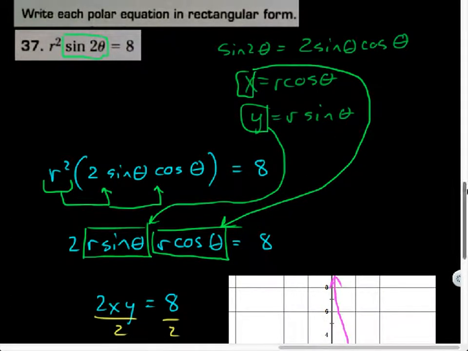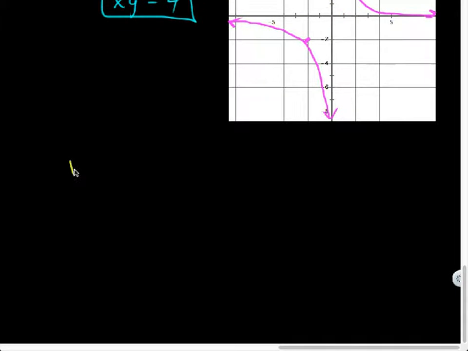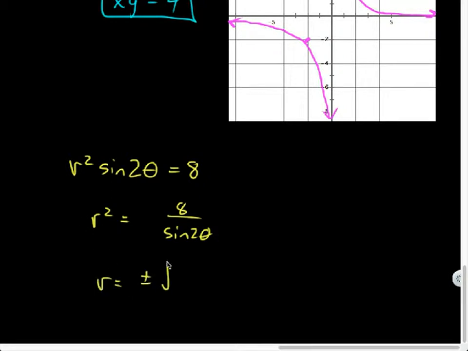r squared sine 2 theta equals 8. r squared times sine 2 theta, not squared theta, equals 8. That's a sad 8. There we go. If I want to graph this polarly speaking, I'm going to have to solve for r. So I'd get r squared equals 8 divided by sine 2 theta. And then I'd have to root both sides, and I'd get r is equal to plus or minus the square root of 8 over sine 2 theta.